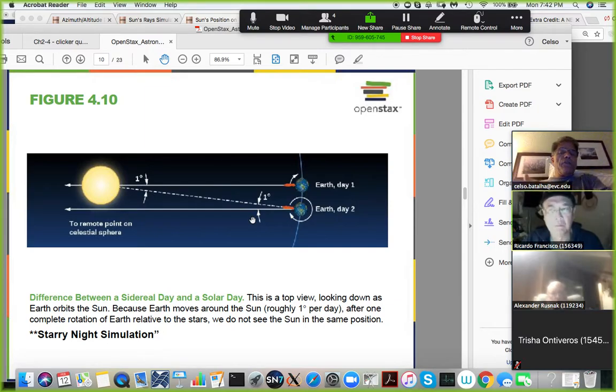And I just mentioned previously that the beginning of vernal equinox corresponds to the moment when the sun is crossing the celestial equator. It's a very definite astronomical position in the sky. So, what is the difference between sidereal day and solar day?